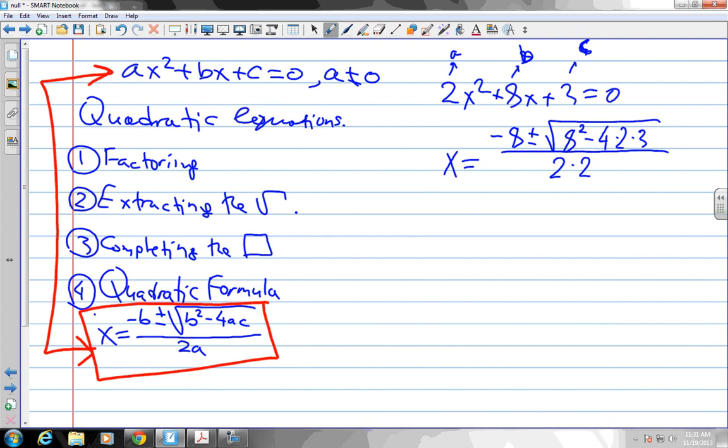So all I did was plug my a's, b's, and c's into this formula. For every a, I put a 2. For every b, I put an 8. For every c, I put a 3, because that's what my equation told me to do. Now if I actually compute that, this is negative 8 plus or minus the square root of 64 minus 8 times 2 times 3. What is that? 24, over 4.